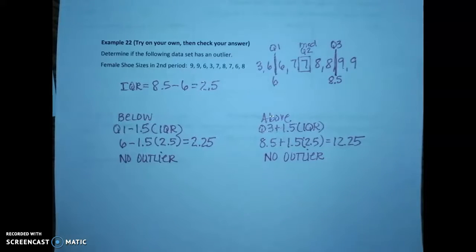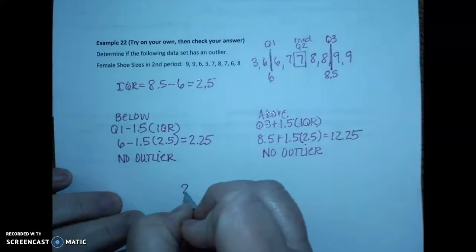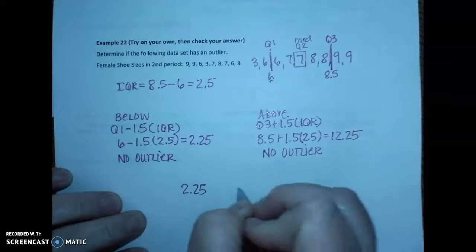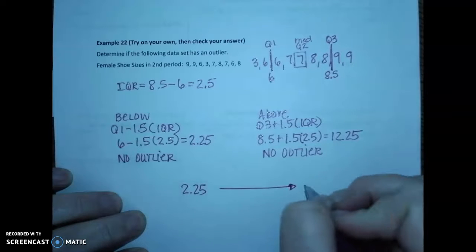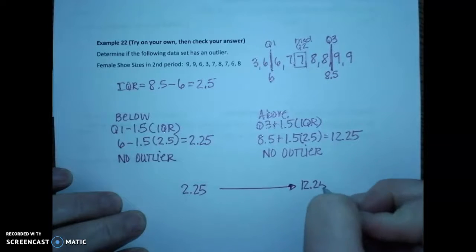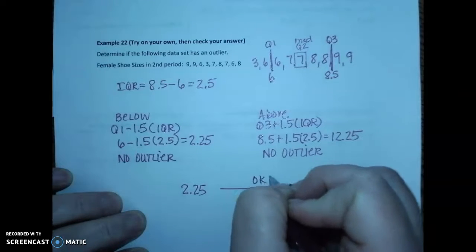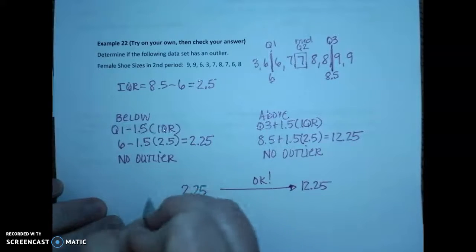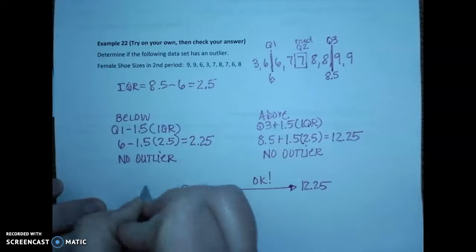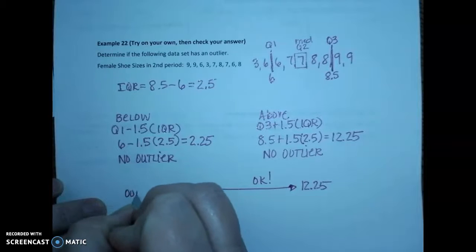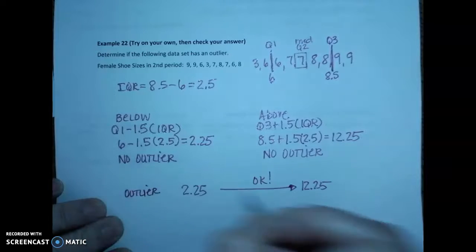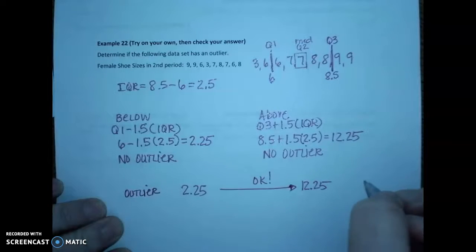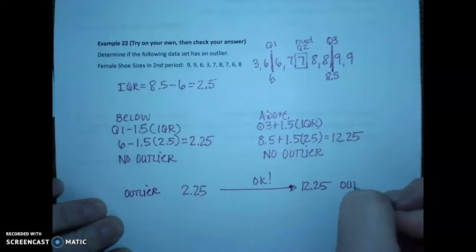Kind of a visual to help you think about it: anything from 2.25 all the way up to 12.25 is going to be okay. We're fine with that. We don't have any problems. If the number's over here, meaning it's smaller than 2.25, this is going to be an outlier. And if it's greater than 12.25, it's on the outside over here, it's going to be an outlier over here.